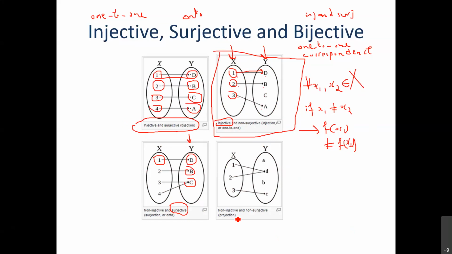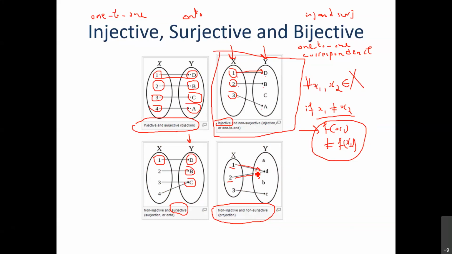Last example. This is neither injective nor surjective. Why is it not injective? Here, you have 1 and 2. They're different, but they're pointing to the same image, which is D. So x1 is different than x2, but the images are equal. That's why it's not injective. They have to be different.